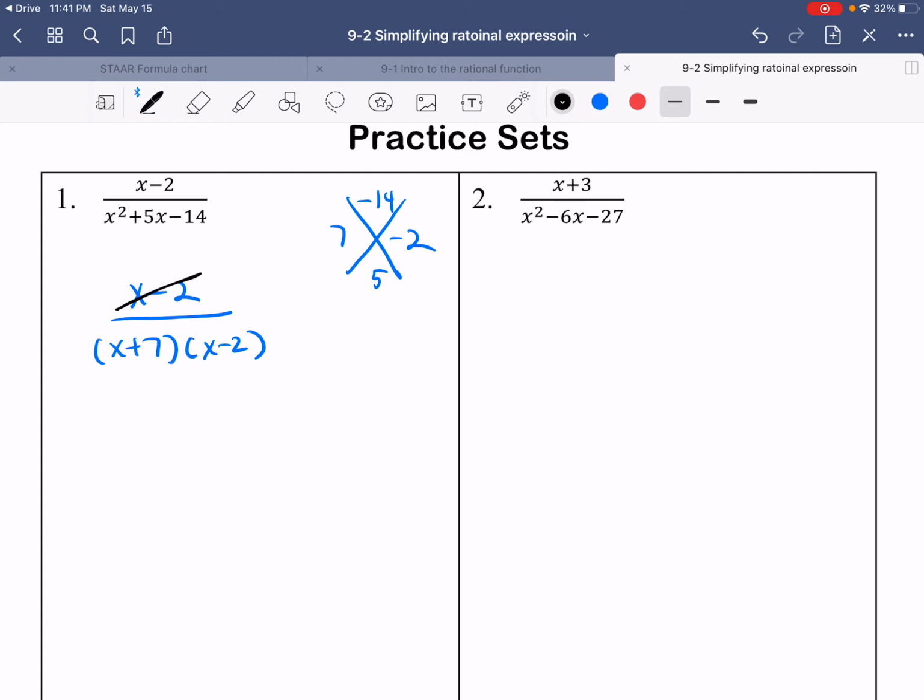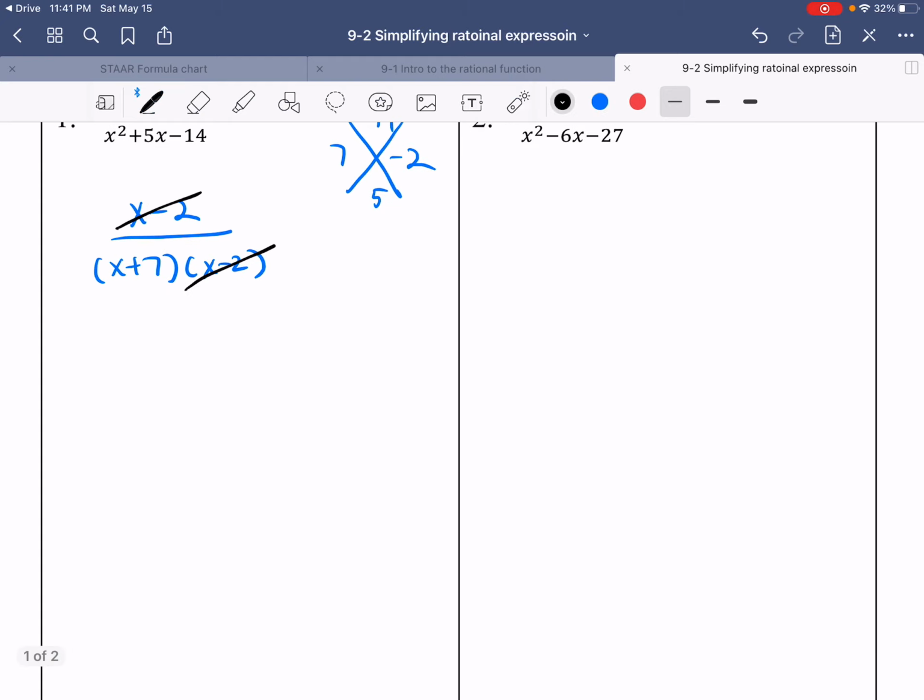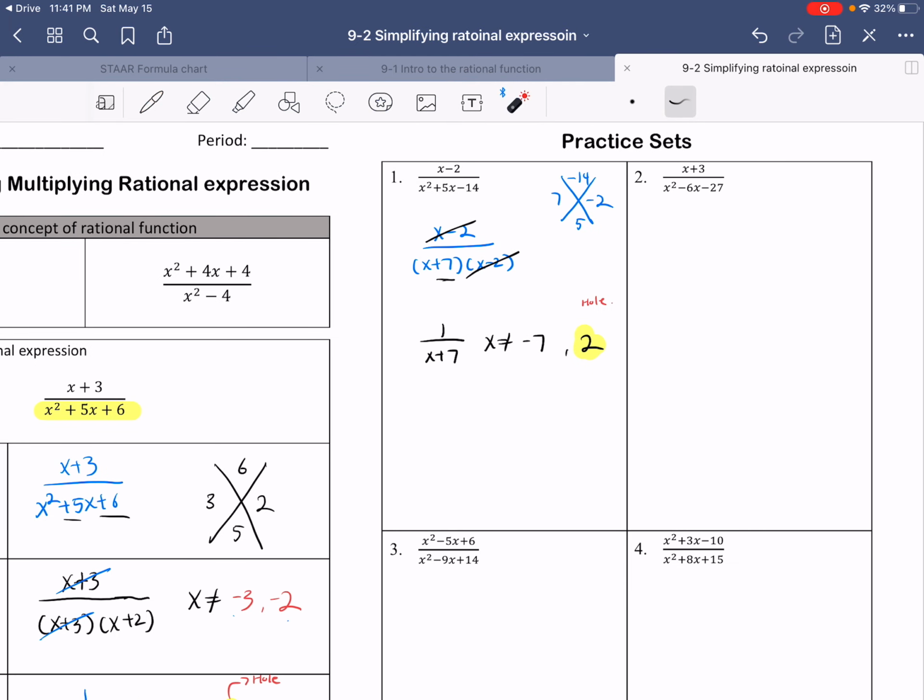And as I can see, I can cross these two out. So I will have 1 over x plus 7 left over, where x cannot be equal to negative 7, which is the opposite of this, and positive 2. And this one is going to be our hole later, okay? So try this question by yourself. Pause the video and try it by yourself.